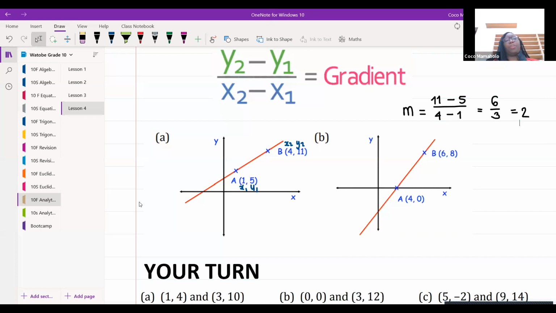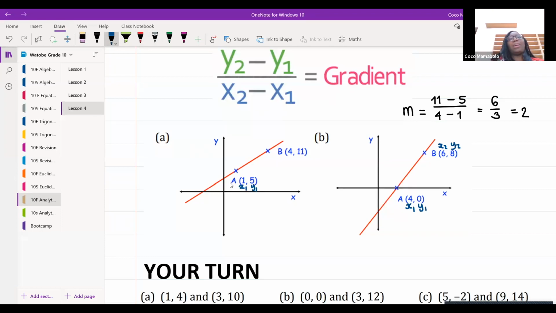For those of you who are confused, all we're doing, guys, is substituting. Let's do A and B. I'm going to take A and name this one X1 and Y1, and I'm going to take B and name this one X2 and Y2. We're just going to choose any of the coordinates. I'm going to choose A to be X1 and Y1.